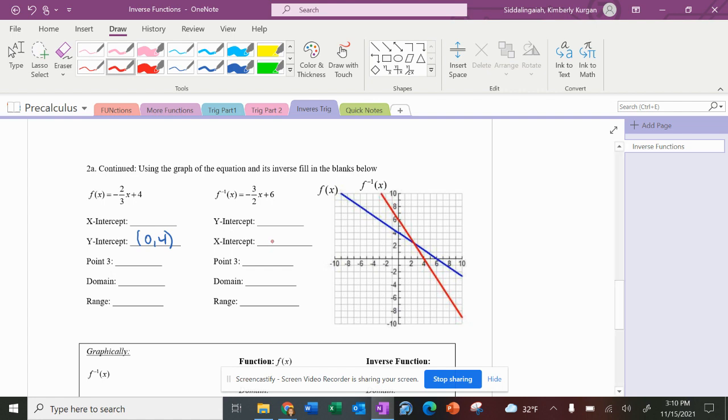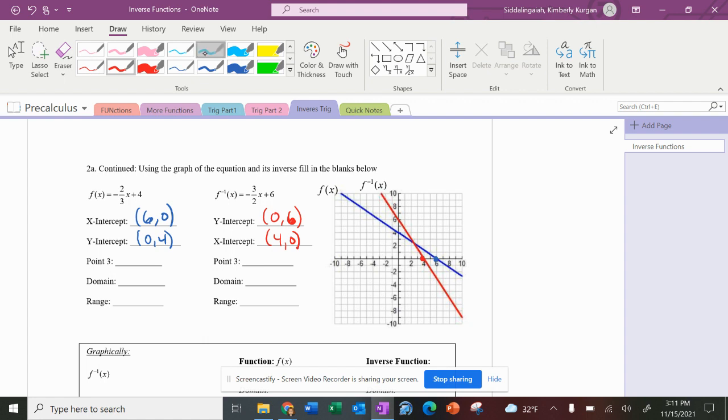The y-intercept for the red graph looks to be 6. I can see that again from the equation and from the graph. Okay, so let's look at x-intercept. Let's go back to the blue graph. Blue graph, the x-intercept looks like it's 6. And if I look at the red graph, its x-intercept is 4. Now, it's not a coincidence that we're getting the answers of 6 and 4 for both of these.